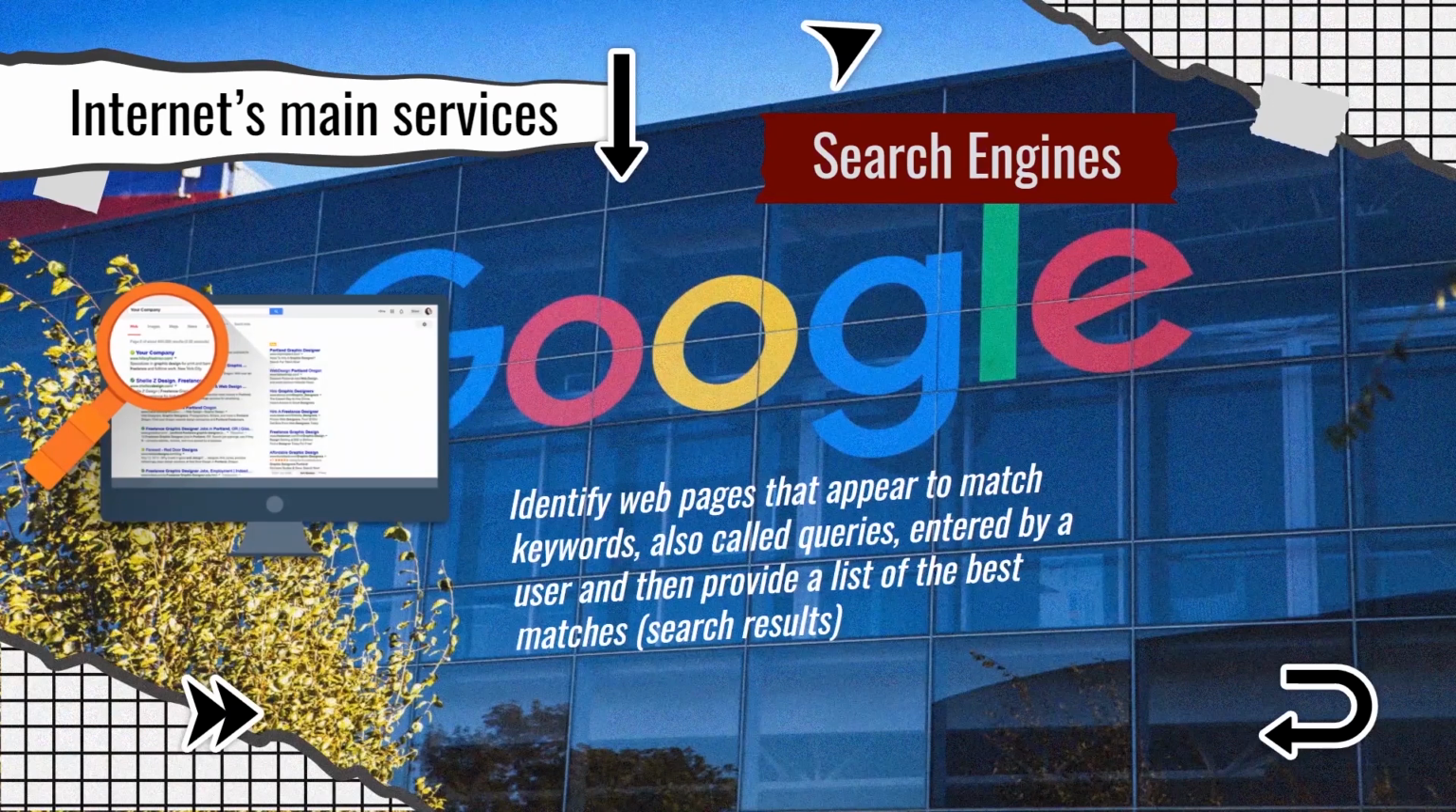Search engines are the second application of the internet. It identifies web pages that appear to match keywords, also called queries, entered by a user, and then provides a list of the best matches. About 10.2 billion out of 16 billion queries a month all over the world are conducted using Google. Desktop search volume is declining as more and more search activities now move to mobile devices.